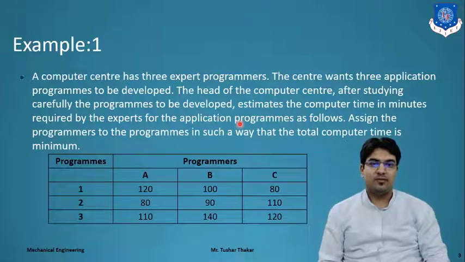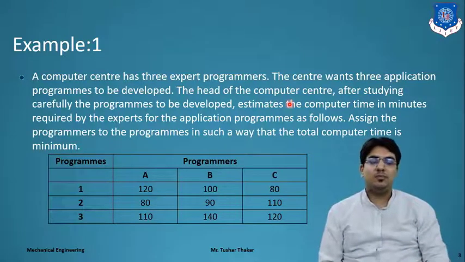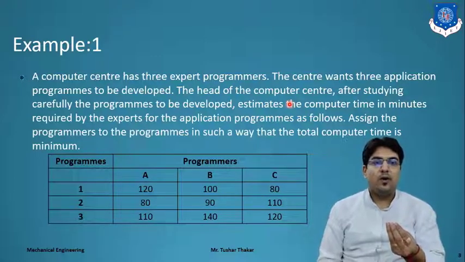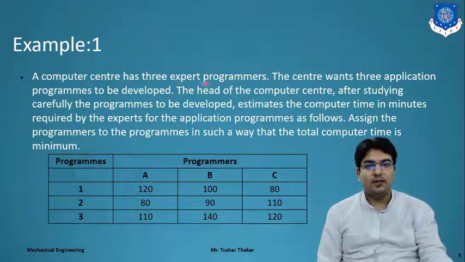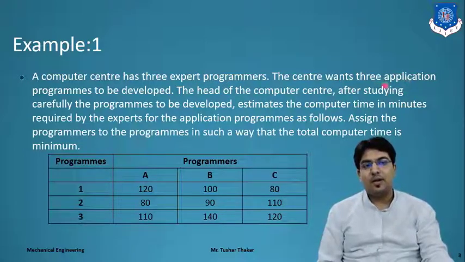Here one example is given. A computer center has 3 expert programmers and the center wants 3 application programs to be developed. So what is the task? Here manpower is equal to 3 and the work is also 3. So what does the assignment problem say? The assignment problem says that we have to select only one value for allocating one work. Here there are 3 different programmers and 3 different applications to develop.